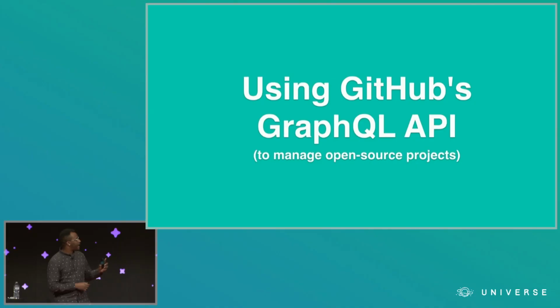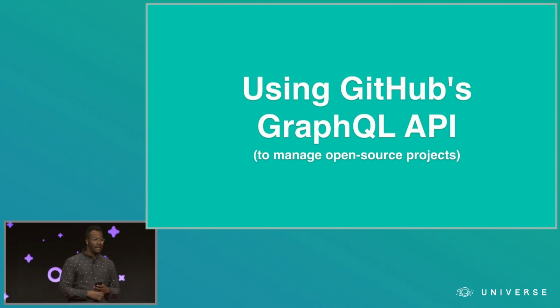I do have a lot of stuff to go through, so I kind of want to get it all in without rushing too much. I am Brian Douglas, if you guys could see on the program. I'm going to talk about using GitHub's GraphQL API, mainly to manage open source projects, but think of this more as a use case for using the API. So a lot of us already use GitHub's API, the REST portion of it. This is basically showcasing the GraphQL API.